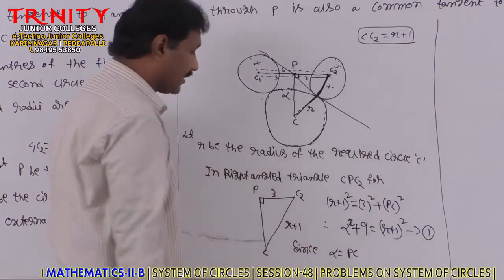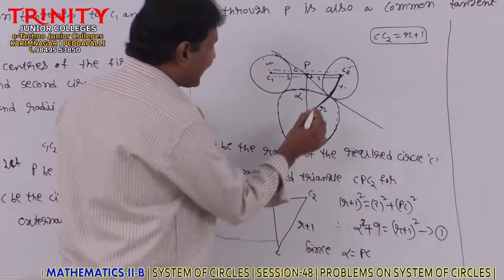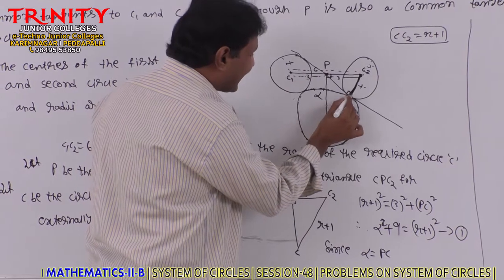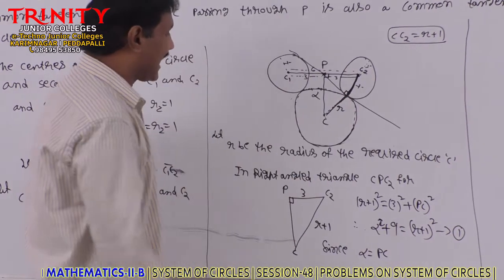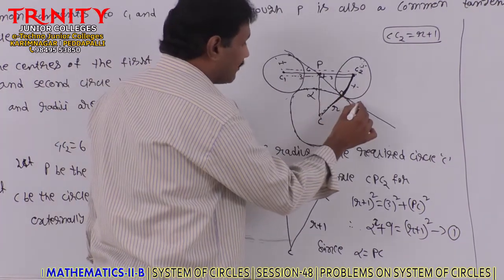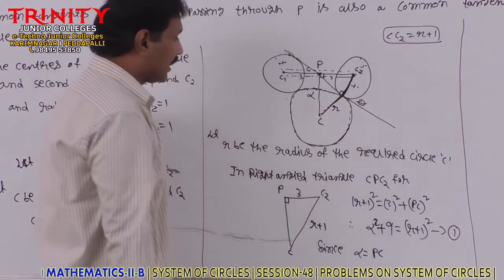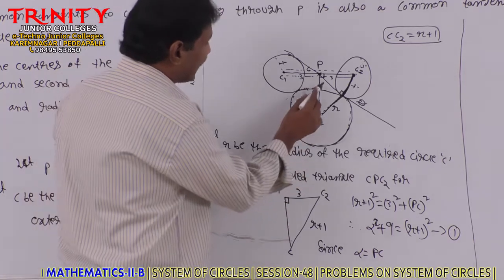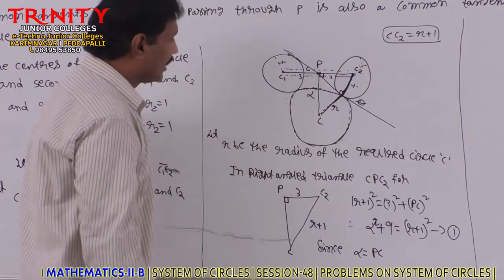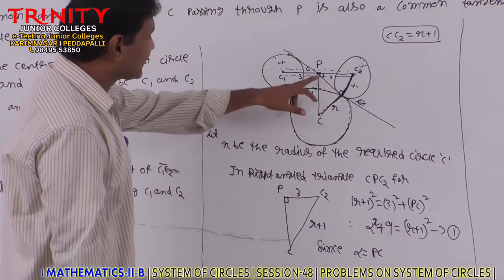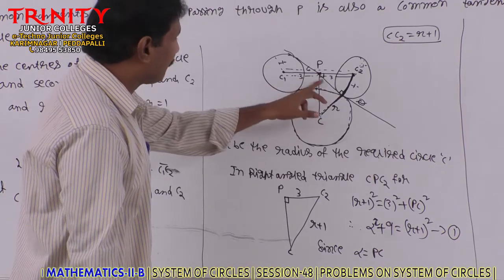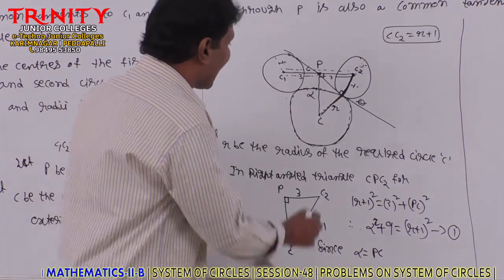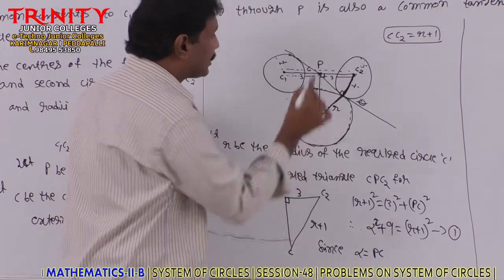We need the alpha value. Next, this triangle is also a right angle triangle. The point will be named Q. In this case, we need the distance from P to Q. PQ is in right angle triangle PQC2.